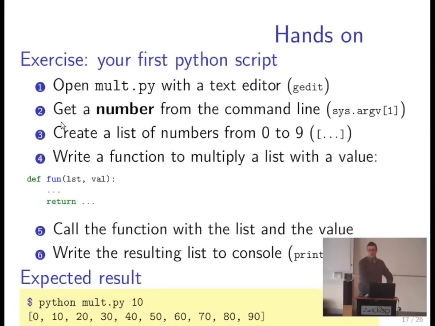All right, so now it's time for you to see what you have learned so far. We will just try to write a small script that will receive a number from the command line, and that will multiply this number with a list containing the values from 0 to 9, and write that to console. So what you should do is to open a Python file, for example, mod.py.